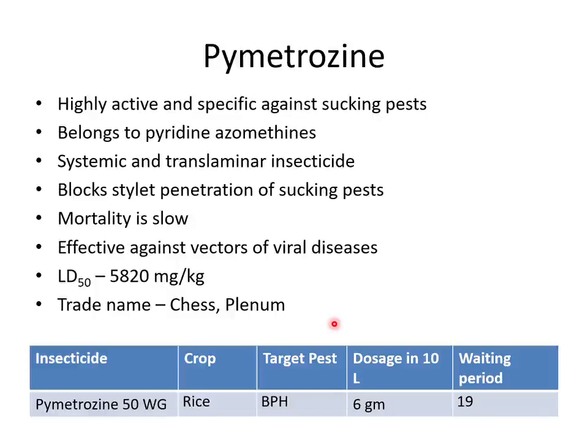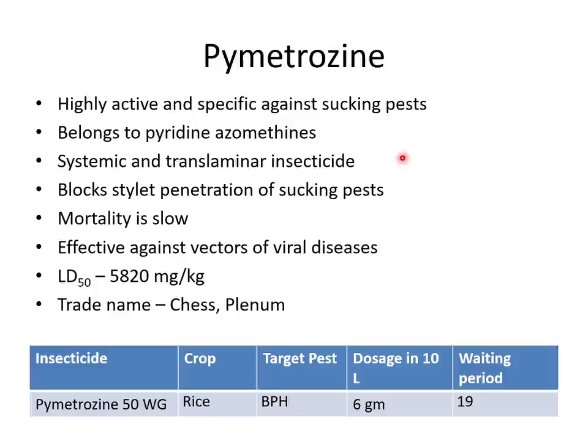The next one is pymetrozine. Pymetrozine, chemically, is in the pyridine azomethine group. If you go to the IRAC classification, the chemical subgroup will be written as pyridine azomethines. It is extremely effective against sucking pests. It is specific to sucking pests. It is systemic with translaminar action.